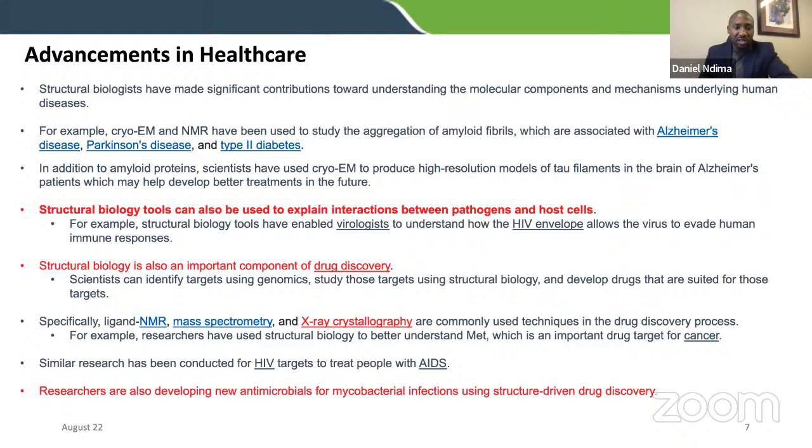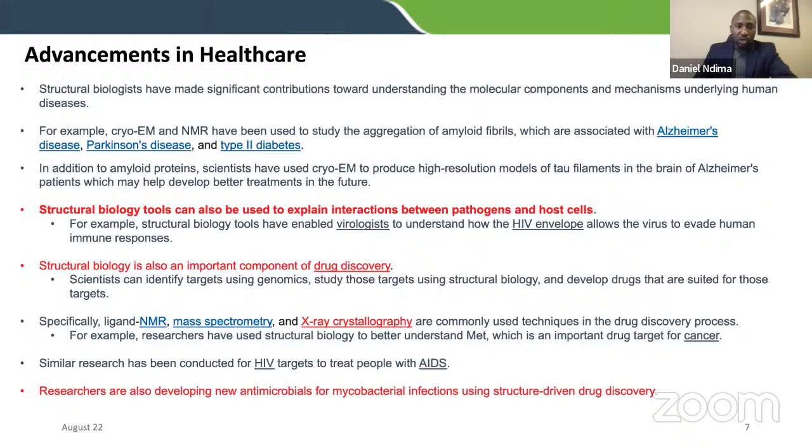You know, we have used this as scientists to better understand many molecules, including cancer-related processes, including designing drugs for that. Similar research is being conducted as we speak to solve the issue of HIV and AIDS, meaning we are busy trying to solve this problem using structural biology.